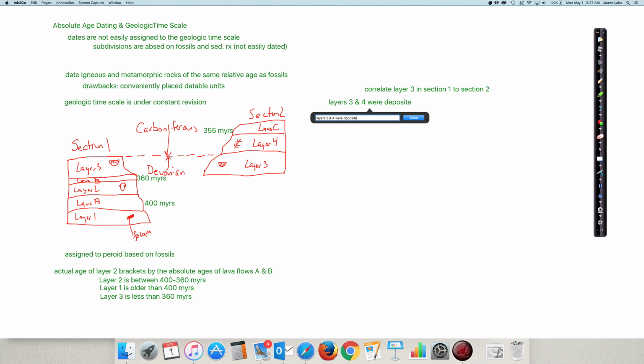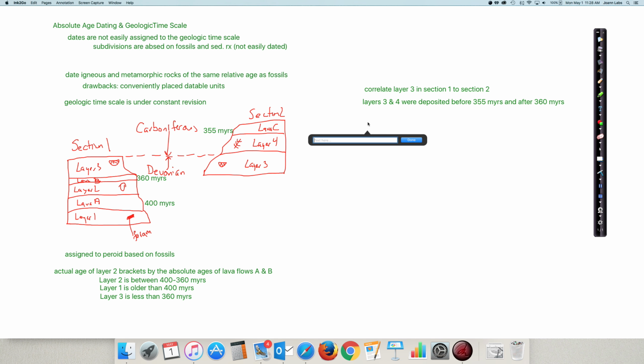So layers 3 and 4 were deposited before 355 million years and after 360 million years. Because this is 360, so this layer 3, I can correlate that so I know this is the same layer. So this occurred after this, so this is younger than 360 million years, but it's older than 355 million years old. So now we have a bracket of 5 million years for the boundary between the Devonian and the Carboniferous.